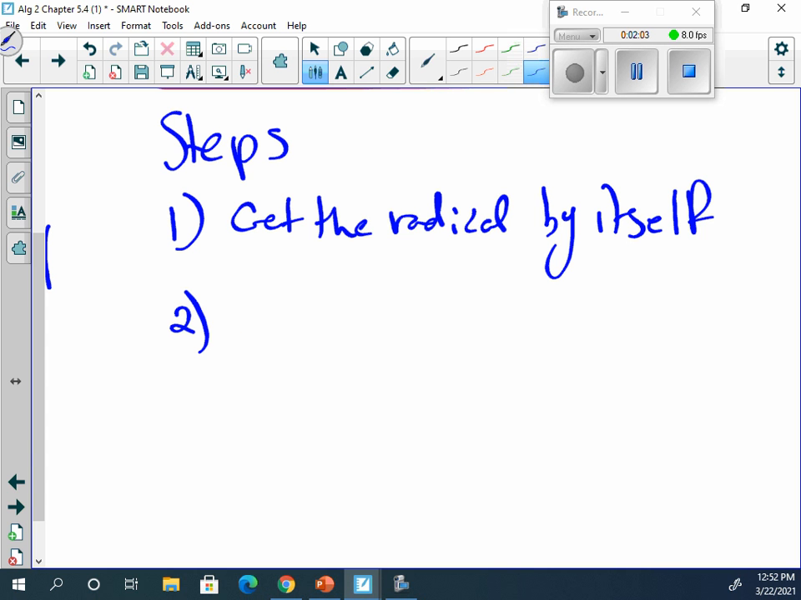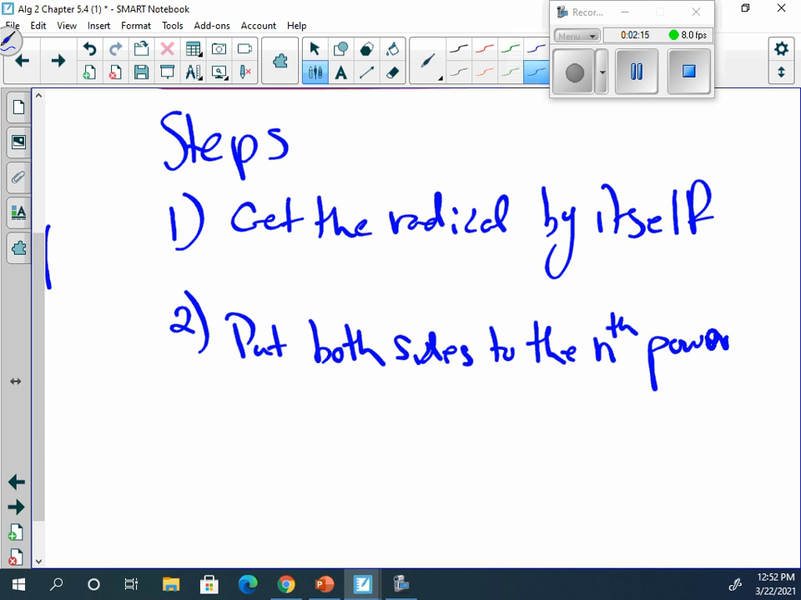Now, the second step is to put both sides to the nth power. And then our last step is just going to be to solve for the variable. We'll see how that applies, but it's really like where we said if a is equal to b, then a squared equals b squared. We can put both sides to the second power or third power, whatever we need, because that's really going to be simplifying radicals.